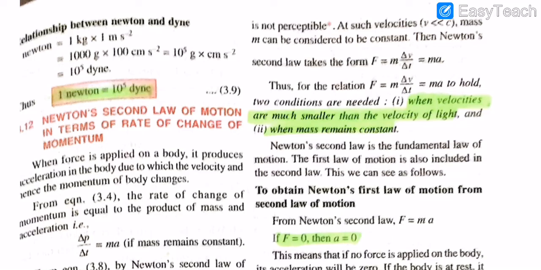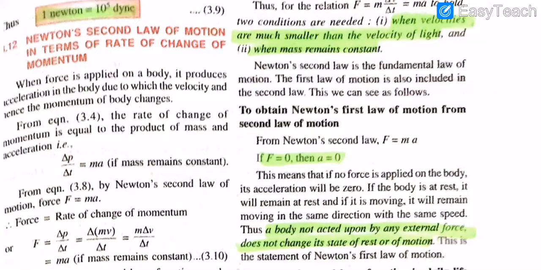Having said so, right over here, Newton's second law of motion in terms of rate of change of momentum. When force is applied on a body, it produces acceleration in the body, due to which the velocity, and hence the momentum of the body, changes. From equation 3.4, we have seen that the rate of change of momentum is equal to the product of mass and acceleration. Basically they are relating the second law of motion to momentum. I would suggest that you go through this. This is a very simple mathematical expression.